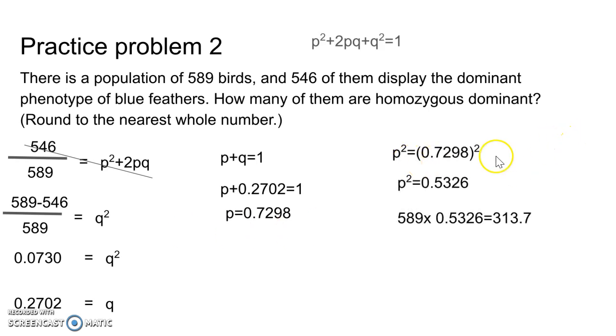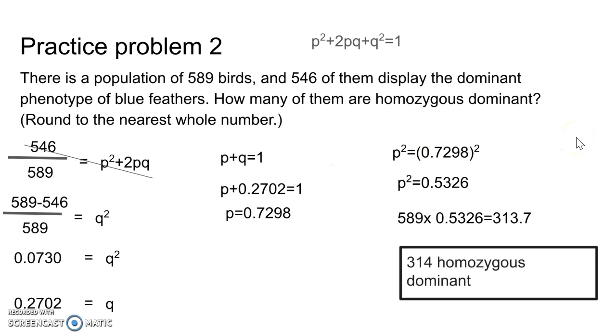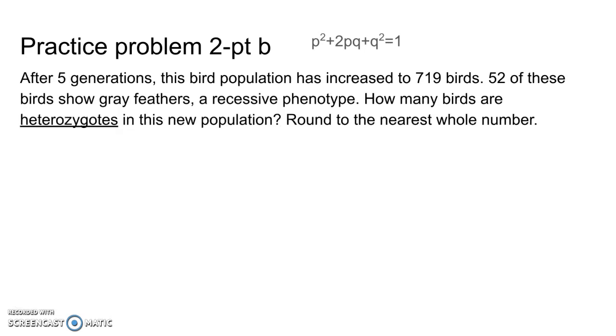So now that I have the p-value, I can calculate the p-squared, and then I'll just multiply by the population of birds. Again, as it says in the problem, round to the nearest whole number. And so I would have 314 homozygous dominant individuals. All right, so this is my part B.